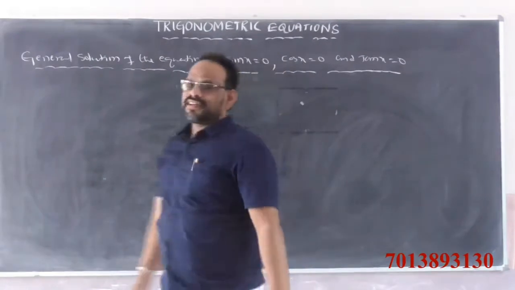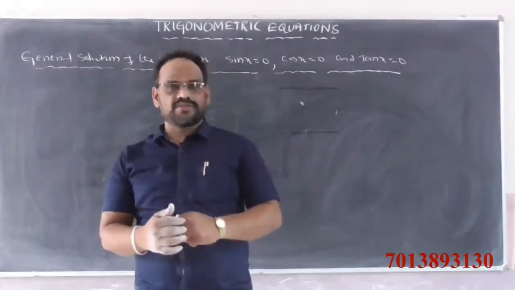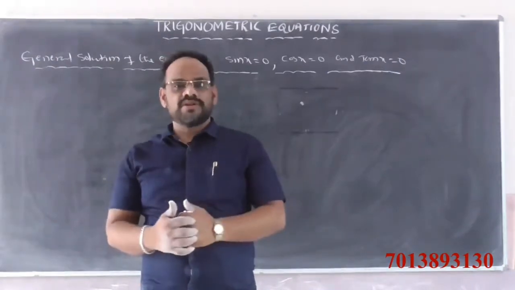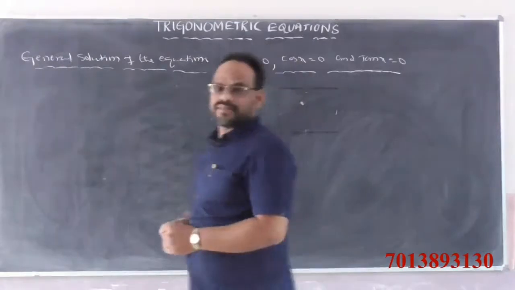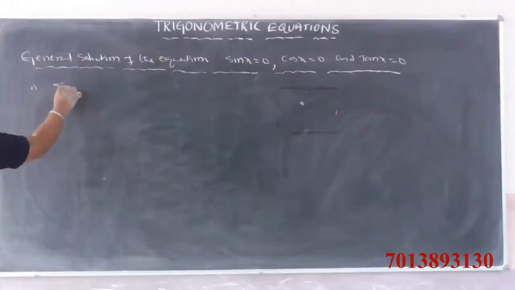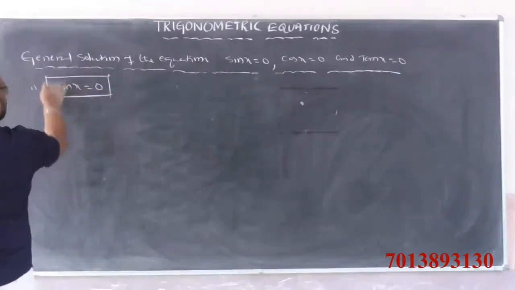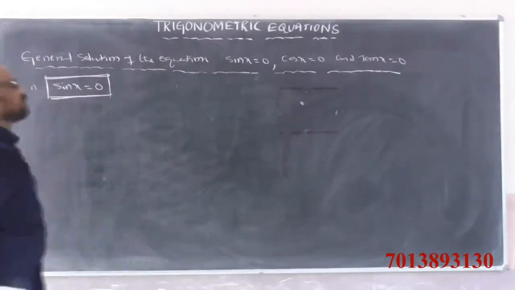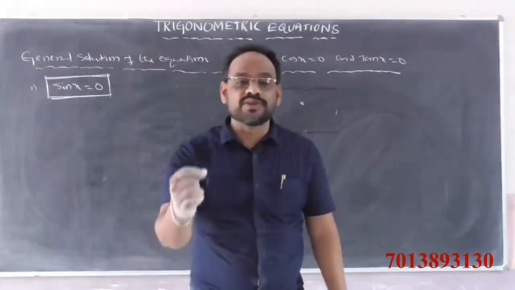How to find the general solution of trigonometric equations like sin x equals 0, or cos x equals 0, or tan x equals 0. First of all, we find sin x equals 0. We want the general solution of sin x equals 0.